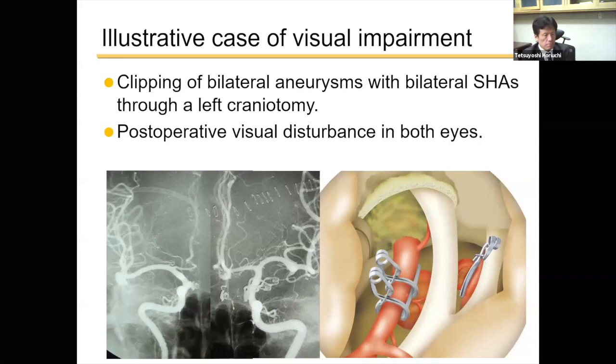After the left cervical internal carotid artery was secured, a left frontotemporal craniotomy was performed. At that time, VEP monitoring was not available. The right-sided aneurysm with the superior hypophysial artery was clipped using a curved clip. The left-sided aneurysm, including the superior hypophysial artery, was also obliterated using two ring clips.